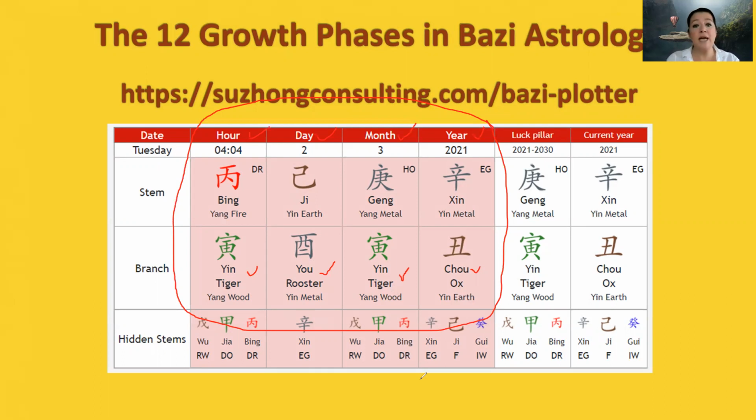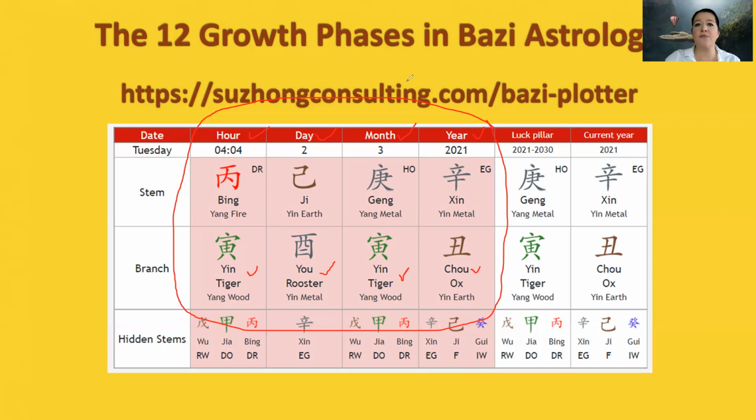So you can have up to 4 different animal signs in your natal chart. Sometimes you have less, sometimes you just have 1, if it's the same for the year, month, day, and hour, which happens rarely, but it does happen. So you can have anywhere between 1 and 4 different animal signs. And these are the ones that determine the phases that are present in our natal chart.